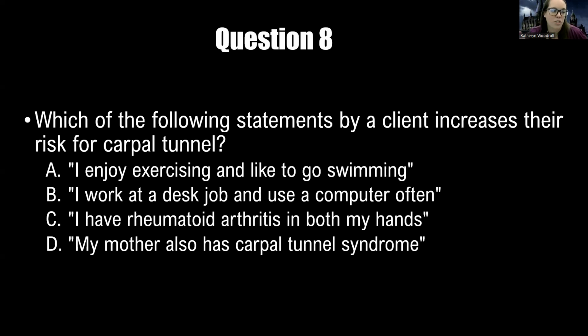So really, I would get down to A and B, and which of these activities would be more repetitive or put them more at risk. The one that's more related to the fine motor of the hand is going to be the desk job and the computer. So I'm going to say B is the correct answer. And it is. Other people at risk would be musicians, factory workers that do the same hand movement over and over, or checkout clerks, things like that. But it's people that do repetitive hand and wrist movements that are going to be most at risk for this.